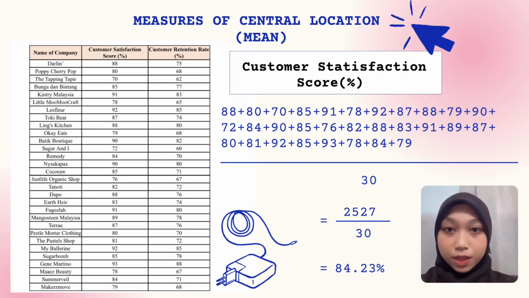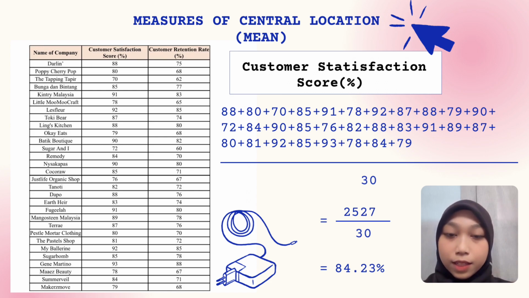Let's start with the mean. I calculate the average score for each metric by summing all values and dividing by the number of observations, which is 30. The result for customer satisfaction is 84.23%, and for customer retention, the mean is 74.07. This shows that on average, customer satisfaction is about 10% higher than retention.